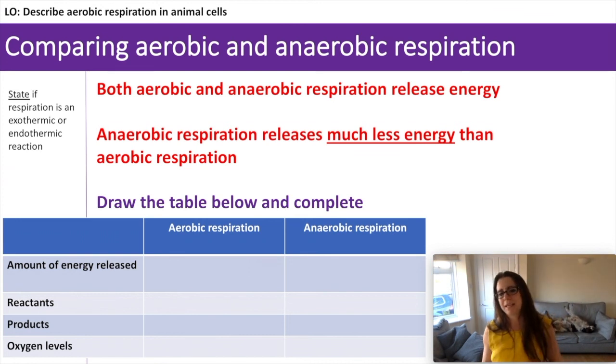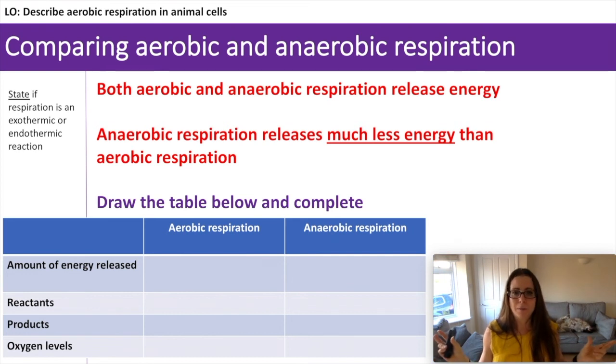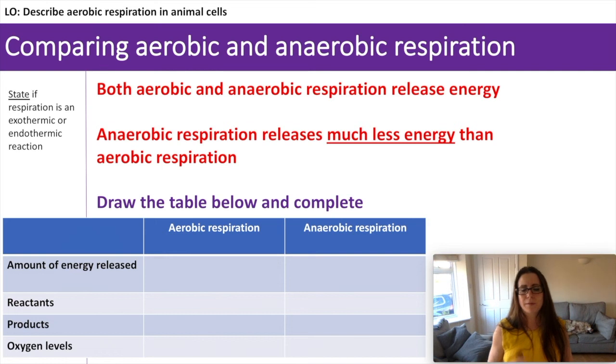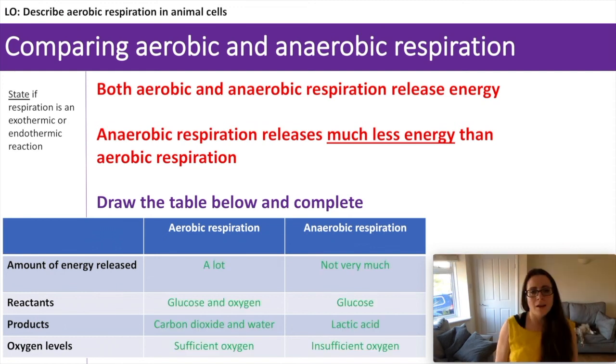This could be presented as a kind of 4 or 6 mark question, compare aerobic and anaerobic respiration, but let's start with a table. We've talked about the amount of energy. I'd like you to also list the reactants, the products, and what kind of oxygen levels are required for each one of these types of reactions. Pause and have a go.